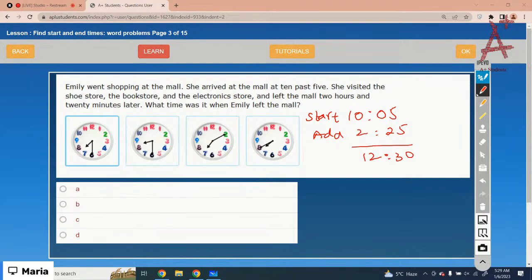Emily went shopping at the mall. She arrived at the mall at 10 past 5. She visited the stores, and after that she had 2 hours and 25 minutes. So you have to add 2 hours 25 minutes. So it will be 12:30. What's wrong with the question?